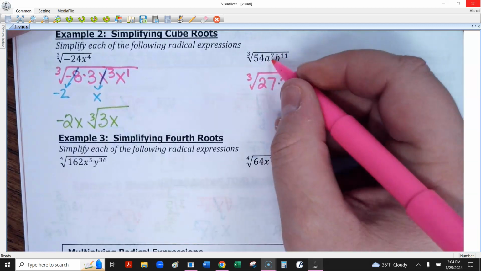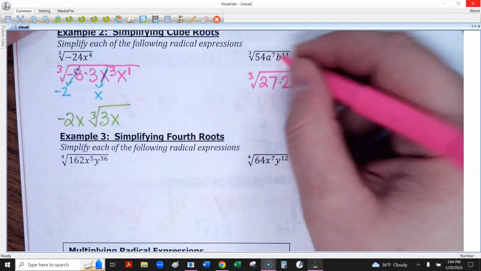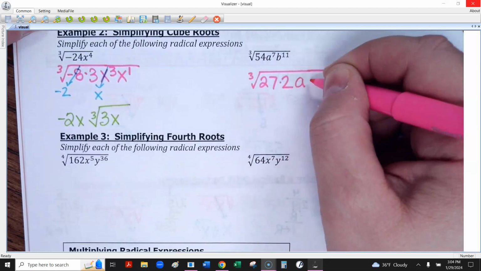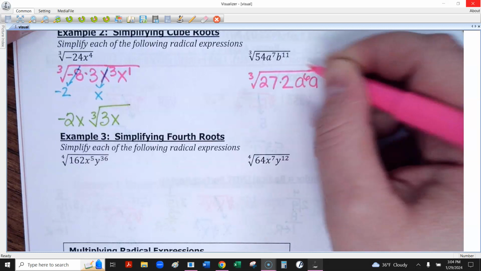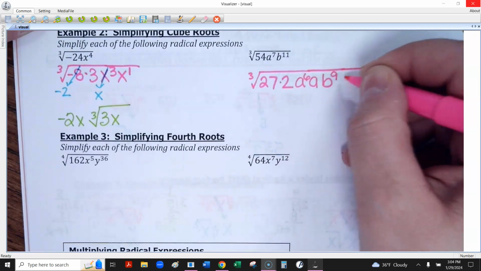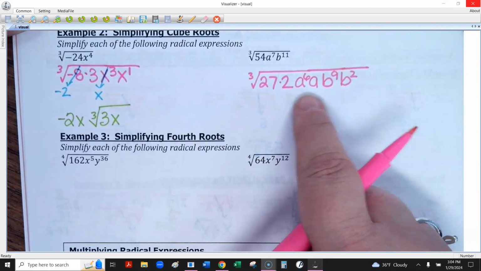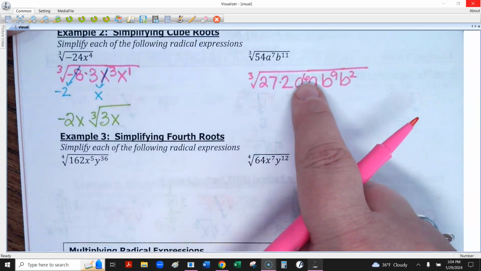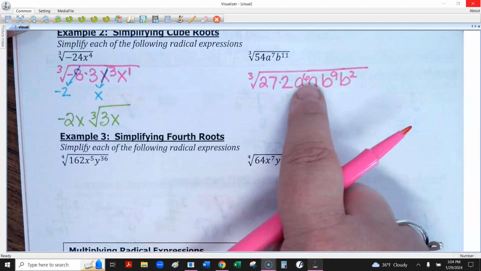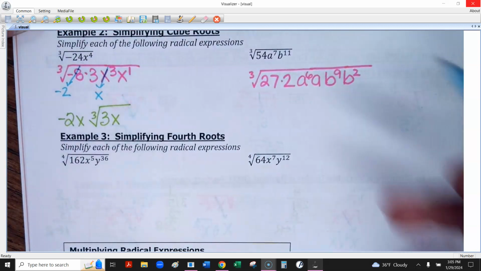Now, a and b, neither one of these are perfect cubes, so I'm going to break them both up. So up to 7, the biggest number that 3 would go into would be 6, and up to 11, the biggest number 3 would go into would be 9. All right, so this is still a to the 7th. I'm just breaking it apart to take out any perfect cubes, and a perfect cube means my exponent's divisible by 3. And then 9 and 2, that adds back up to 11. We're just trying to remove any perfect cubes.